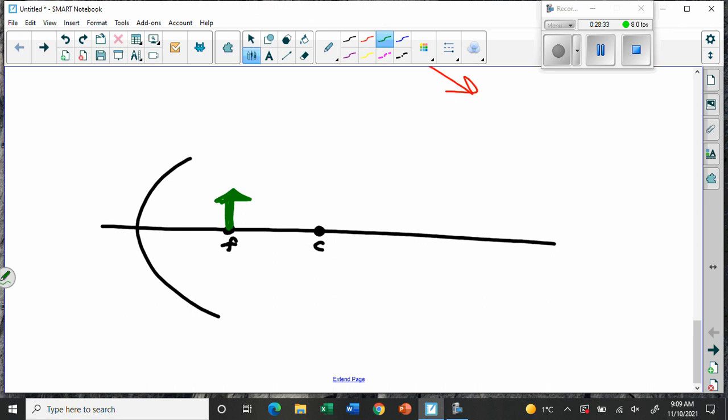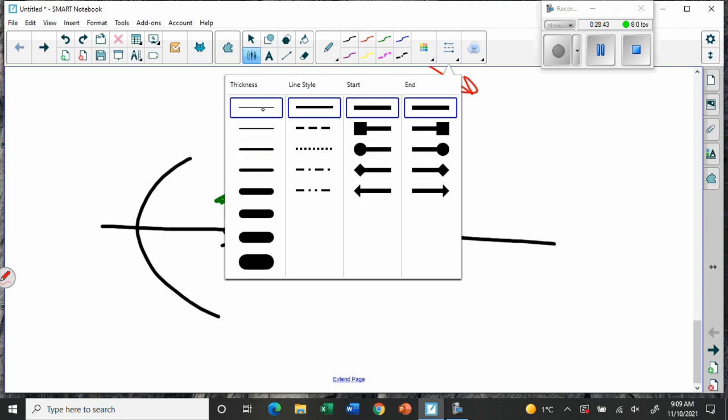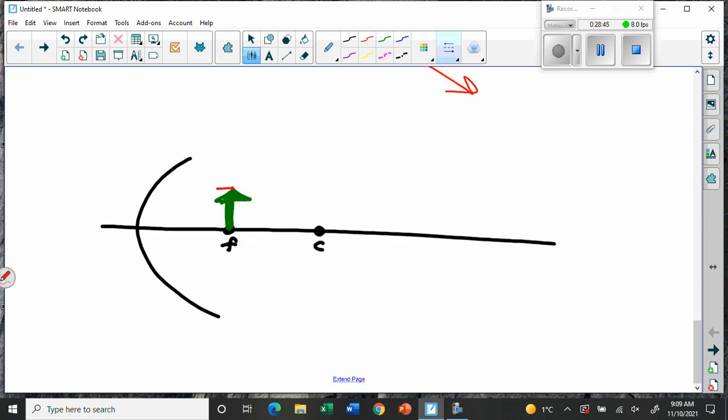And let's see what happens. Now here's what's interesting. The first ray is going to come across like this, and it's going to go down through the focus like this. That's the first rule. Parallel reflects on a line through the focus.